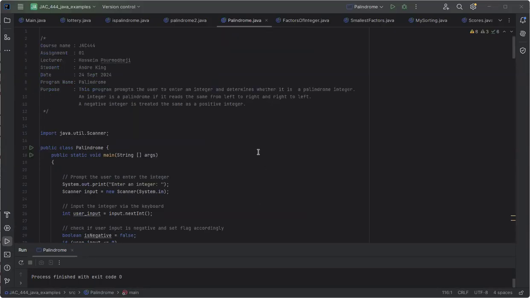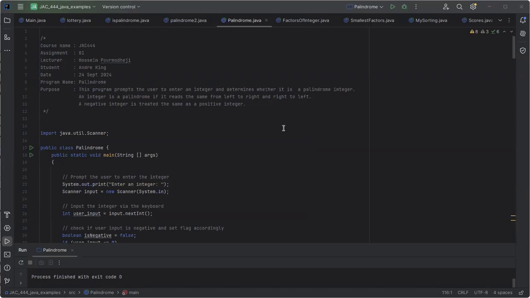Hello, this is a Java program called Palindrome. It reads in an integer and determines if the integer is a palindrome. A palindrome integer is an integer that if you read it from right to left or left to right, it gives the same number. For example, the number 121.